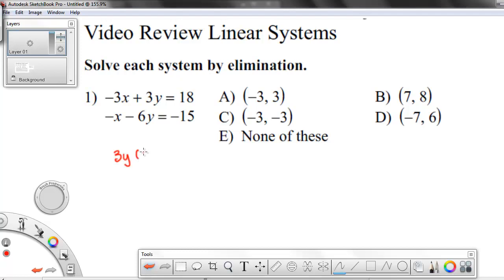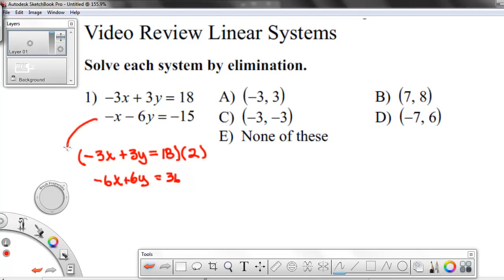So if I take 3y, I times it by 2, we know that'll give us the 6y that we need. So that lets us know that we have to multiply that entire first equation by 2. We have a negative 3x plus 3y equals 18. Now we're going to take that entire equation, we're going to times it by 2. 2 times the 3y will give us the 6y that we want. 2 times the 18 will give us 36. Last of all, 2 times the negative 3x will give us negative 6x.